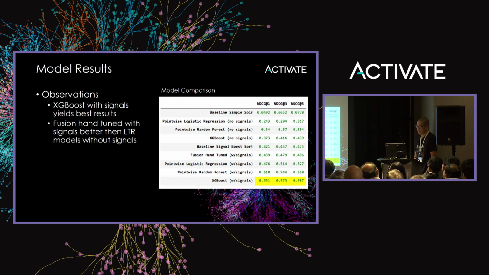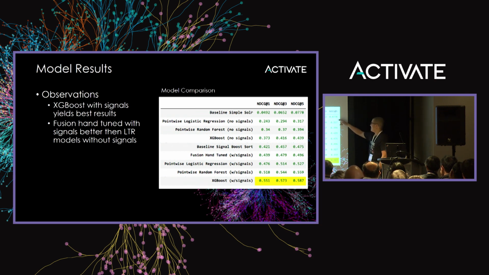So here is a list of results. Hopefully people in the back can read this. It's a little bit small, but I sorted this table by model performance, and the first row is the baseline simple Solr, which has an NDCG at 5 of 0.07, and hopefully we're going to do better than that.